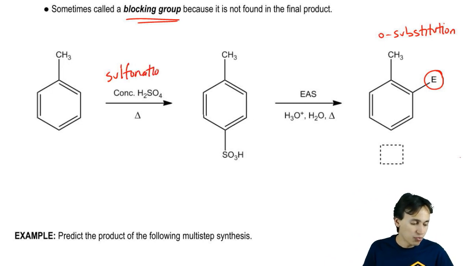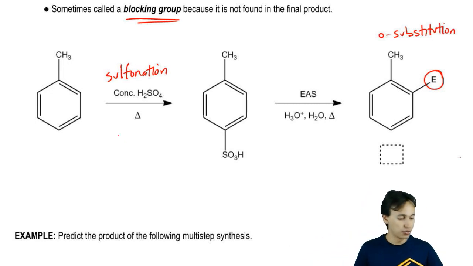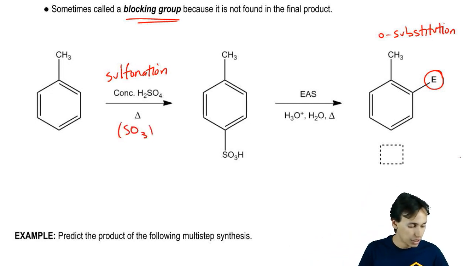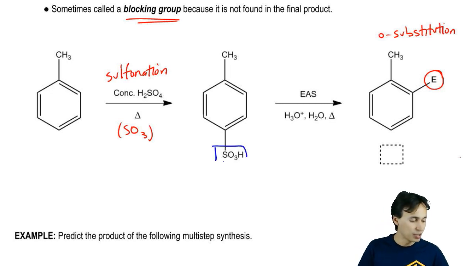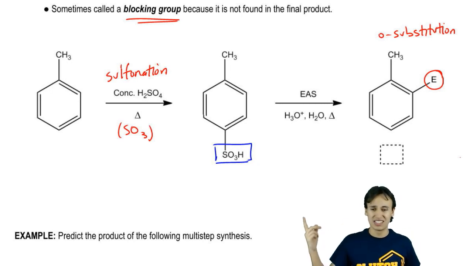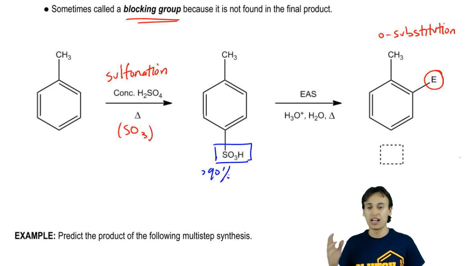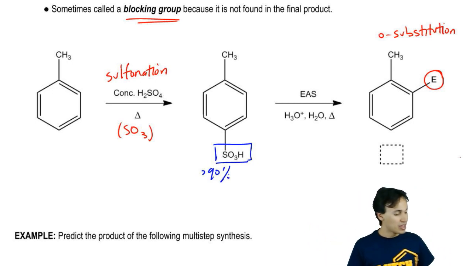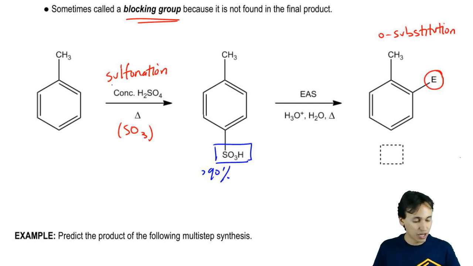Okay? A sulfonation reaction, concentrated sulfuric acid and heat, that's going to make SO3, right? And what that's going to do is it's going to make a sulfonic acid here in the para position. Why is it going to be para? Guys, because we know that the para position is favored. In fact, this is going to be over 90% para. Okay? Very, very high yields. Okay? Now what we do is we can do our EAS reaction. So now you do your second reaction. This is our first reaction. This is your second reaction.